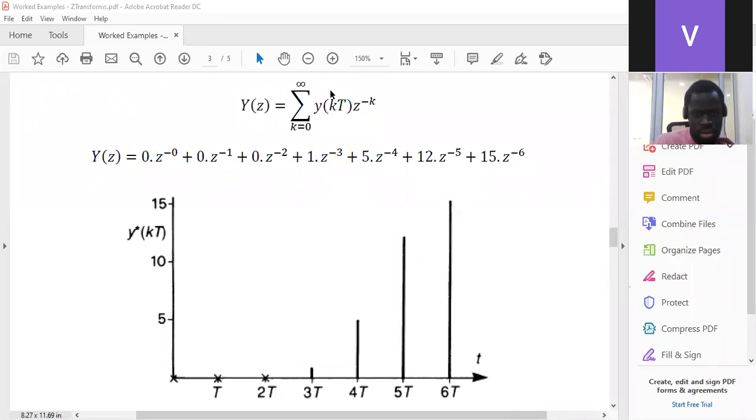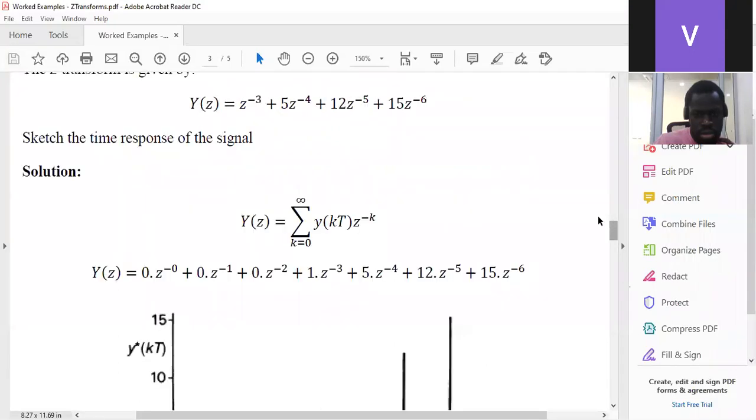Why is it KT? I said it's a mistake. It was supposed to be Y of K, not Y of KT. Somebody said, where are the amplitudes coming from? The amplitudes are coming from the question. I didn't manufacture the amplitude from anywhere. This is the question. This is the same thing.